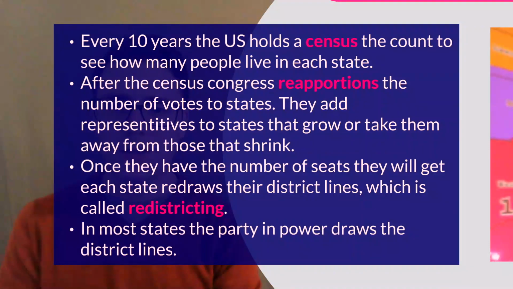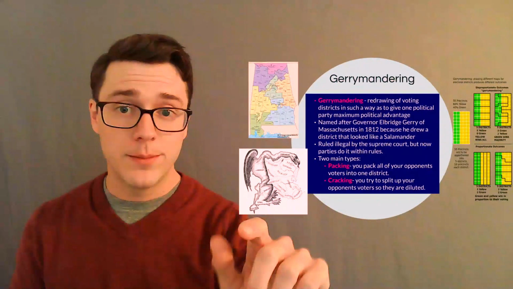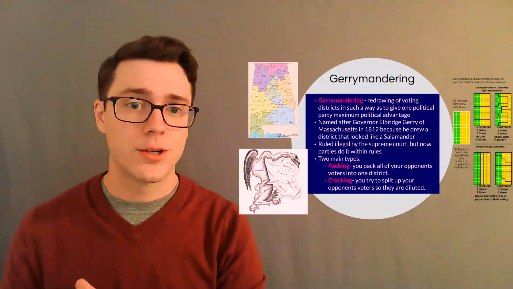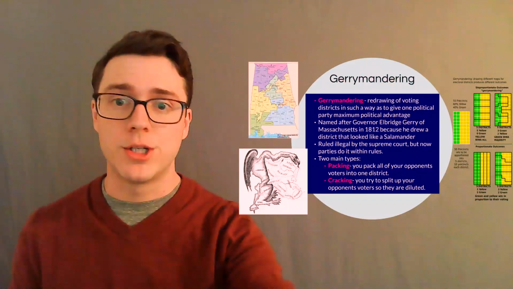In most states, the party in power in the House, like in that state, or the governor, is in charge of redrawing those lines. Some states have a bipartisan committee. That means it's not a political party that makes those choices. But in the majority of states, a political party decides how they are going to redraw these district lines. And sometimes they do that to their advantage, which takes us to a term called gerrymandering.